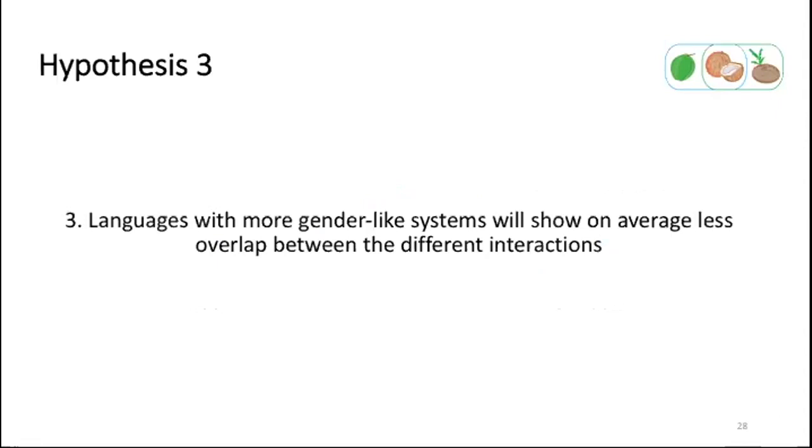This leads us on to our third hypothesis. Languages with more gender-like systems will show on average less overlap between the different interactions. That is, a noun in a gender-like system will not overlap with different classifier categories and will have a fixed assignment regardless of different interactional contexts.